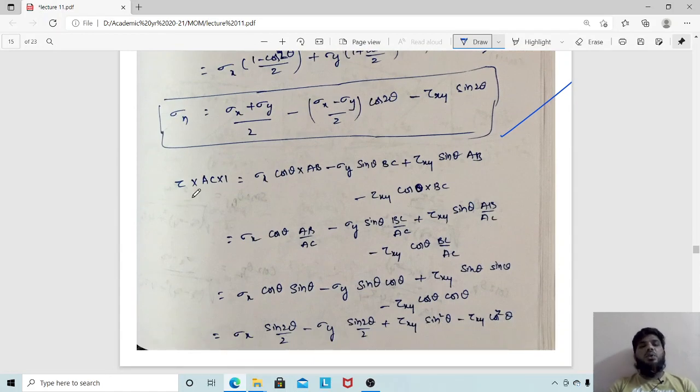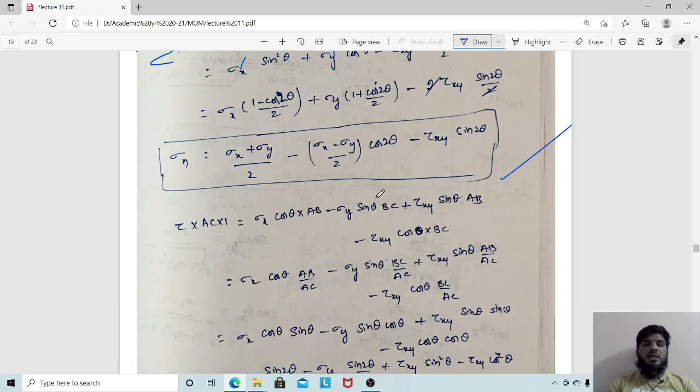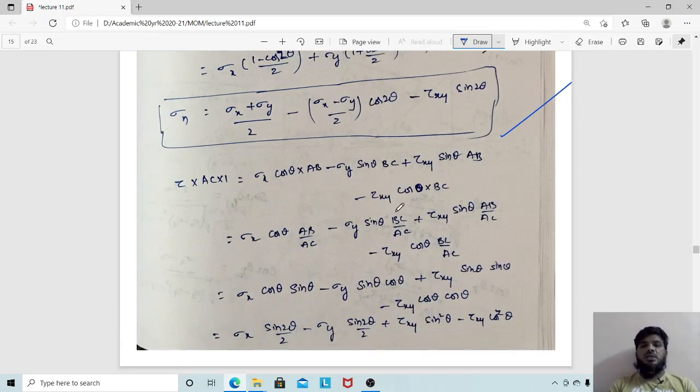Similarly, in the direction of tau, you have to see which area tau is acting on. So tau is acting on the area AC. So tau into AC, what are the forces in the direction of tau? See these parallel forces: 1, 2, 3, 4. These are sigma x cos theta, tau xy sin theta, sigma y sin theta, tau xy cos theta. Those which are in the same direction should be taken as minus. These two are minus, these two are plus.